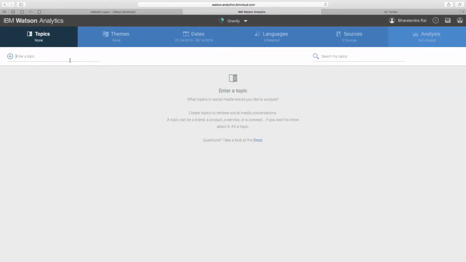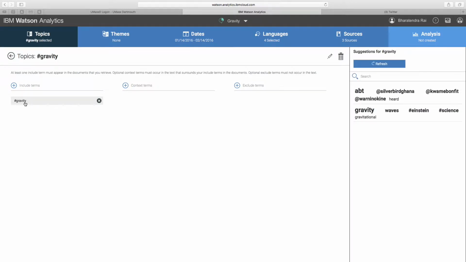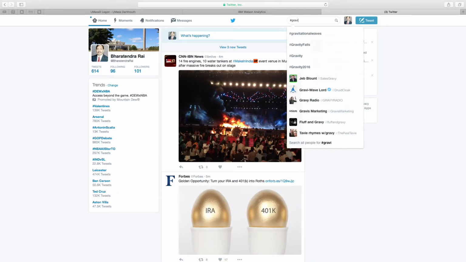Recently there was an announcement of the discovery of gravitational waves. Let's use hashtag gravity. Once you include that term, you'll see some suggestions from Twitter on how these are referenced. I'm also going to go directly to Twitter and search for hashtag gravity. You can see some of the terms being used are gravitational waves, gravity falls, gravity 2016.